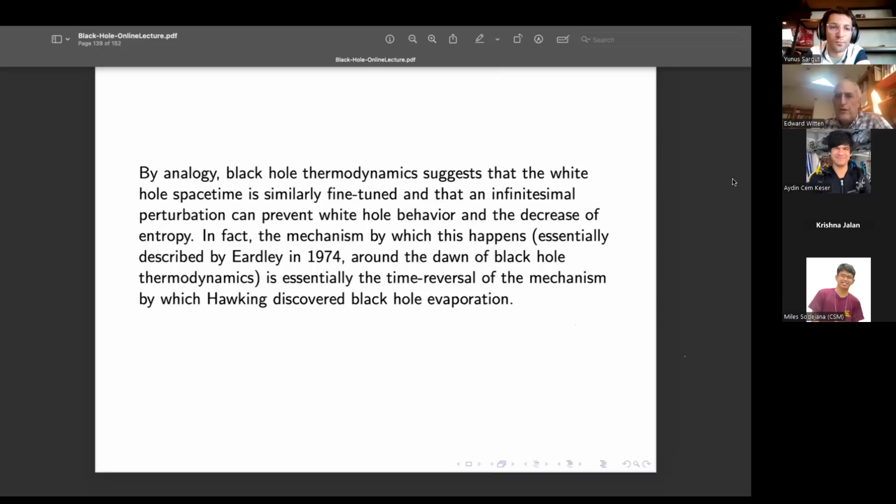So as I was saying, black hole thermodynamics suggests that white hole behavior is fine-tuned and non-generic, and therefore that we won't observe it in practice. And the mechanism by which this happens is essentially the time reversal of the mechanism by which Hawking discovered black hole evaporation.